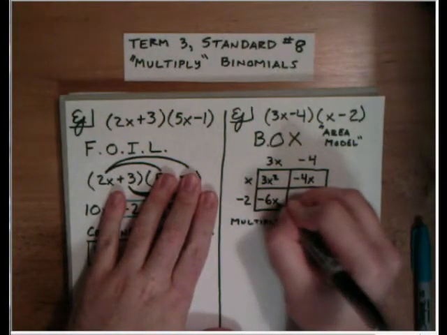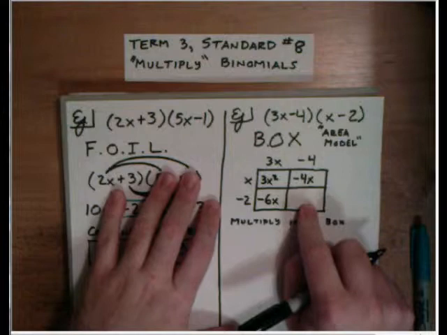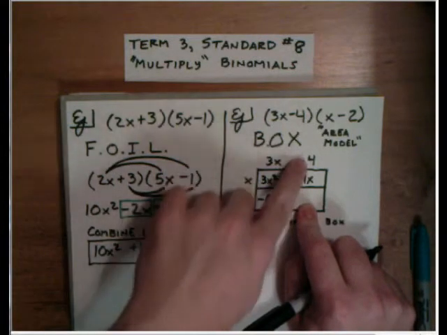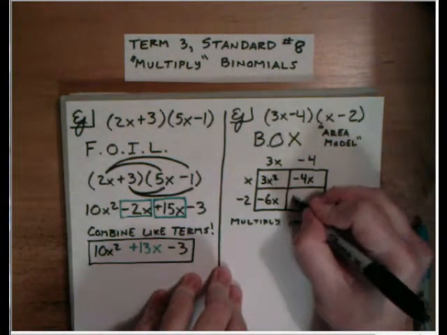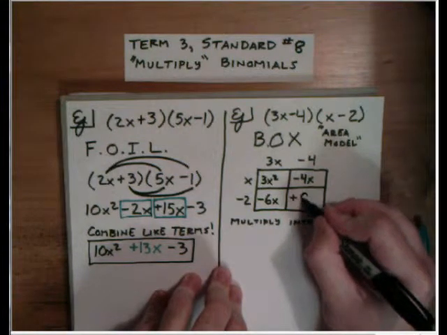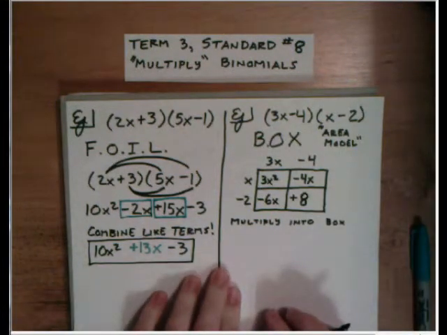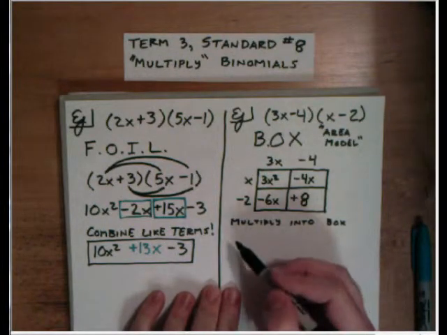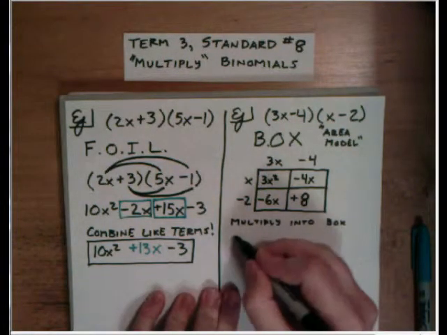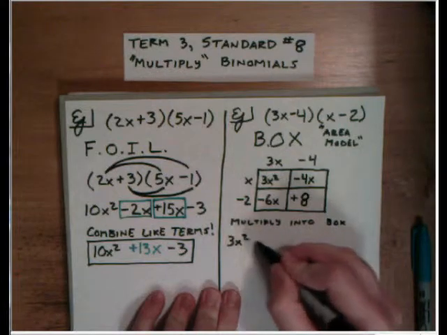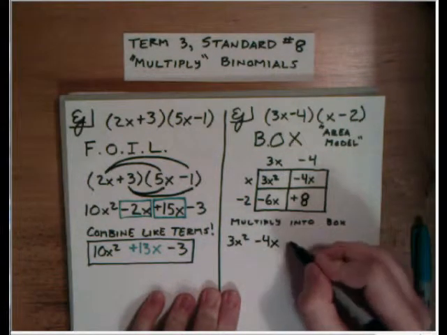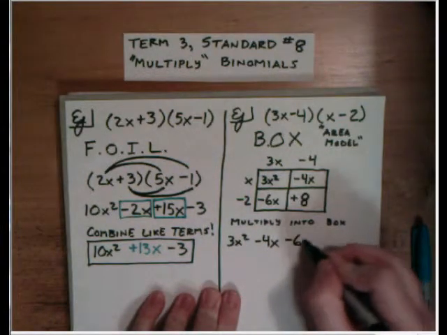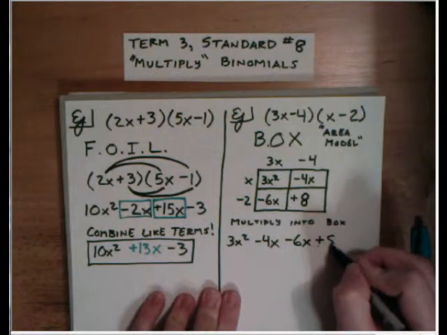Negative 6x. And lastly, over here, it'll be negative 2 times negative 4. Well, a negative times a negative is a positive, and 4 times 2 is 8. So I've filled in the box now by multiplying into it. Okay, now what we ended up with is an expression like this. We can pull it out. So 3x squared minus 4x minus 6x plus 8.